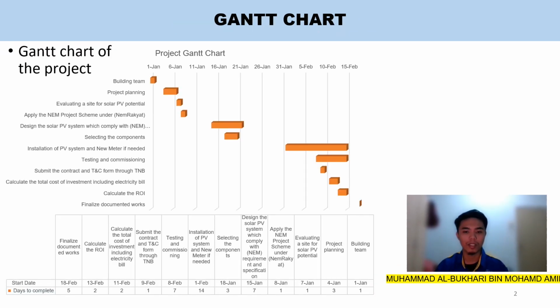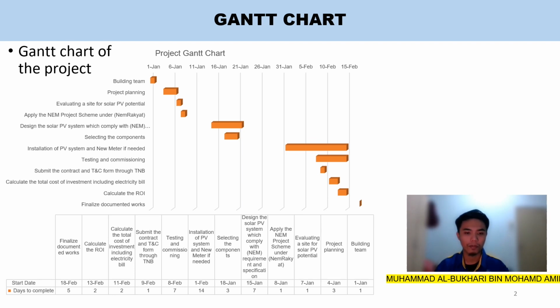As we can see here, the first day of the project is building a team. The next 3 days is project planning. The next first day is evaluating a site for solar PV potential. Next is to apply the NEM project scheme under NEM Rakyat. For 7 days is to design the solar PV system which complies with NEM requirements and specifications. The next 3 days is selecting the components.